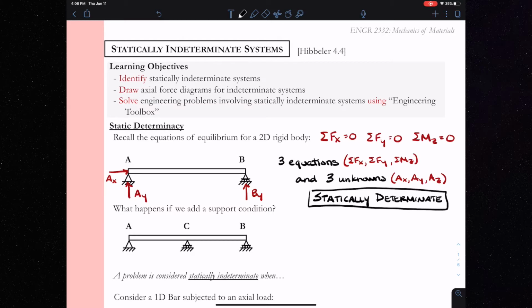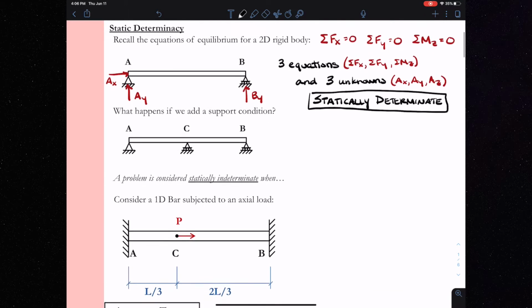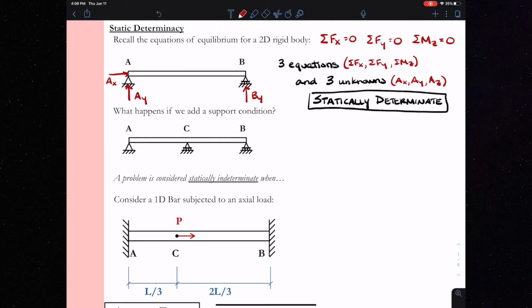Now I want you to consider what happens if we add another support condition at point C. So now I've added another roller at point C. I go ahead and sketch my free body diagram. I still have Ax and Ay at the pin at A. I have By at the roller and Cy in the middle.